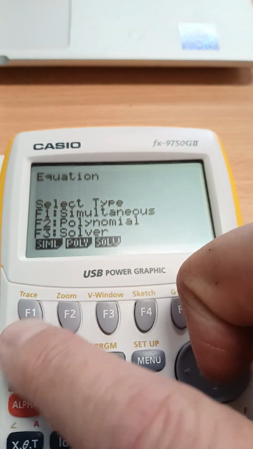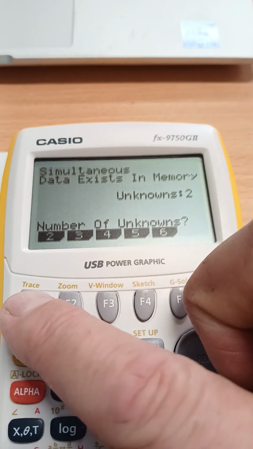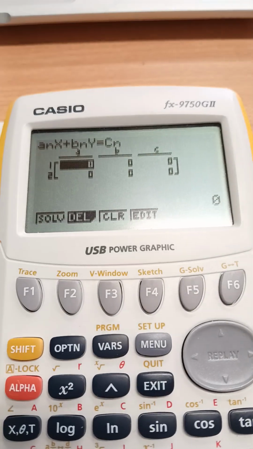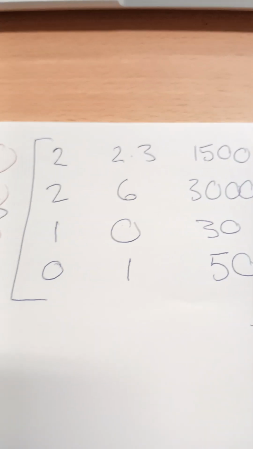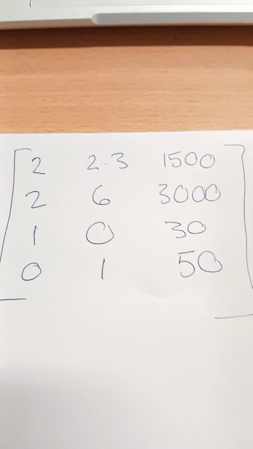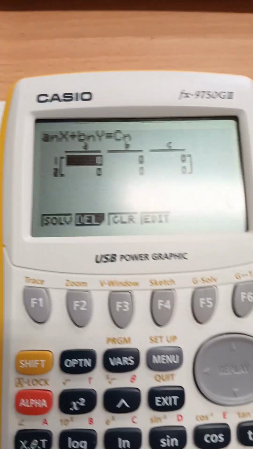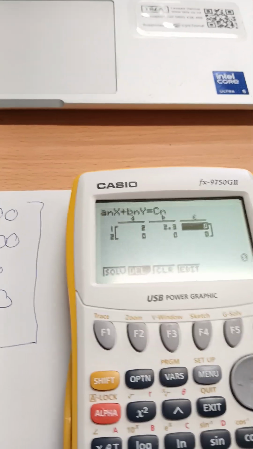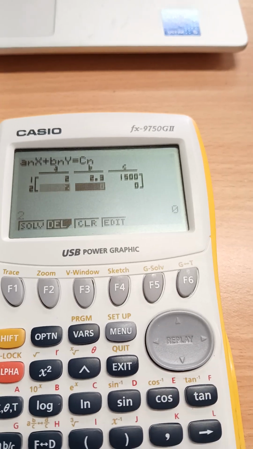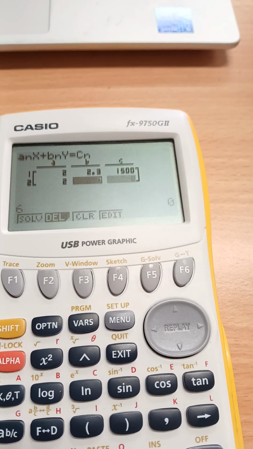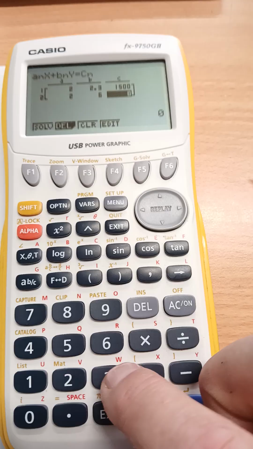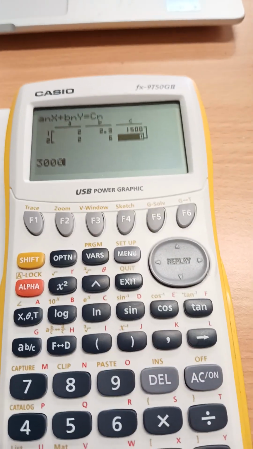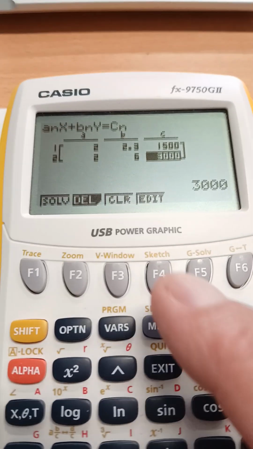We're choosing simultaneous equation, which is F1, and we're choosing two unknowns, which is also F1. And we get our blank template here. Now we want to enter those first two lines. 2, 2.3, 1500, which we can just do 2, enter 2.3, 1500, and 2, 6, 3000, 2, enter 6, enter 3000, enter. Enter takes you on to the next one every time.